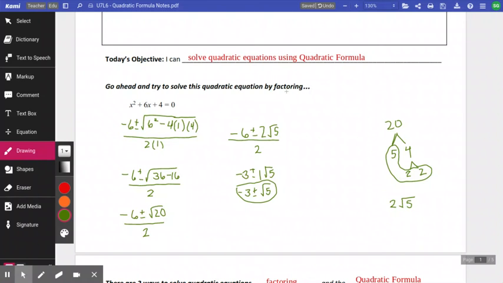So earlier when I asked you to solve by factoring, the reason you couldn't is because this is what the solution looks like.